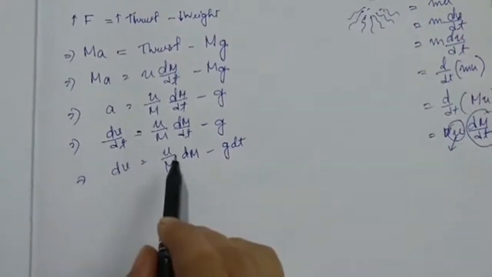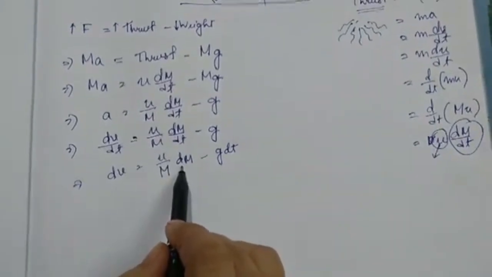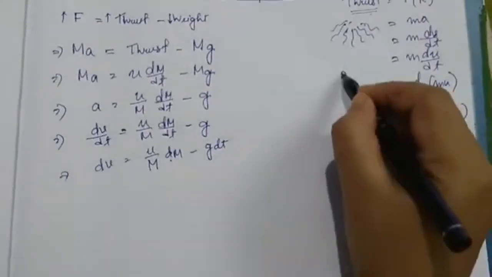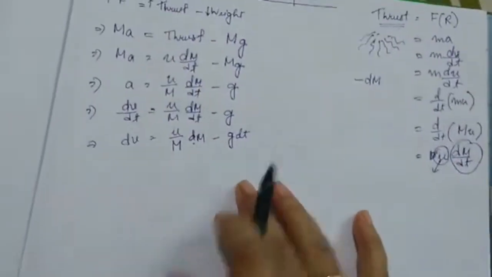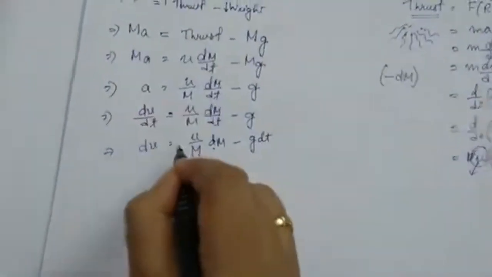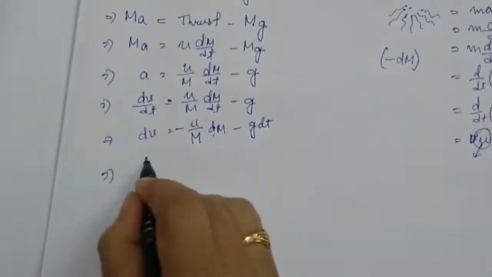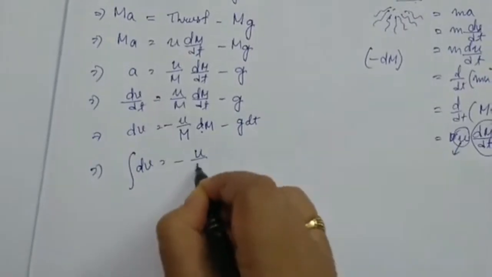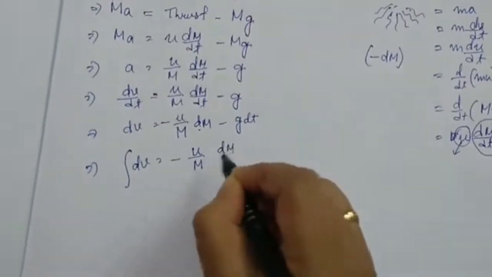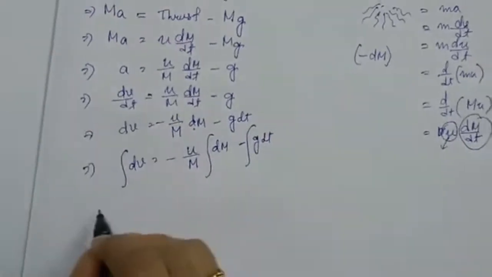But you can see that this dm is basically reducing. Mass is decreasing with respect to time, so if I consider dm, it will actually be negative. It is always reducing, it's not positive. So what I am going to put here is a minus sign. So if I want to integrate it, it will be dv equal to minus u by capital M dm, integration, minus g dt, integration.